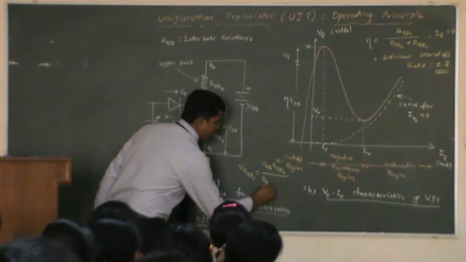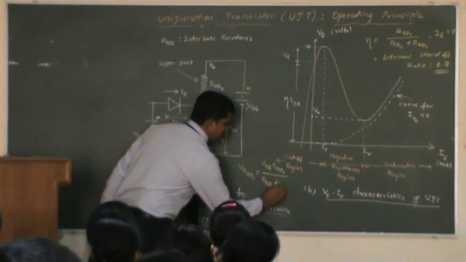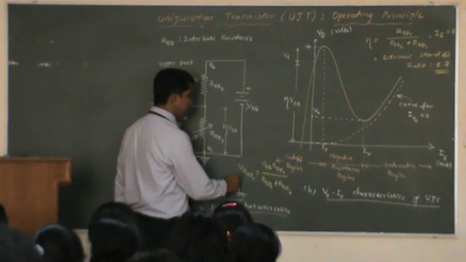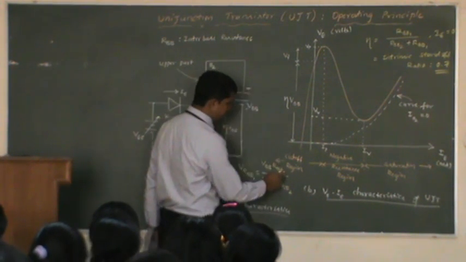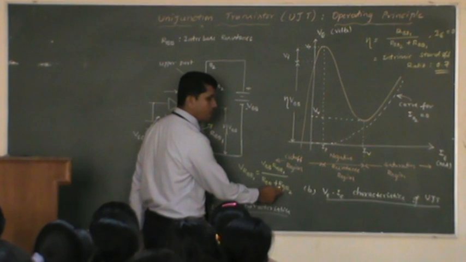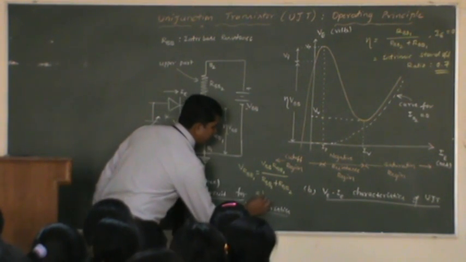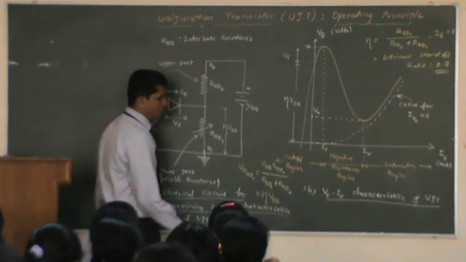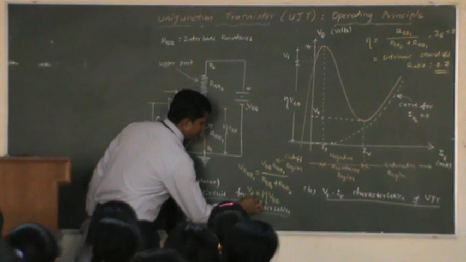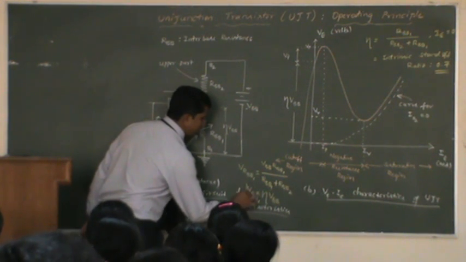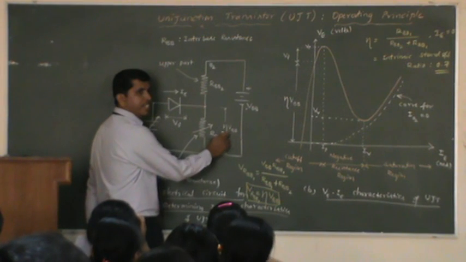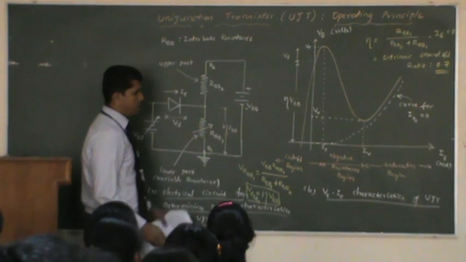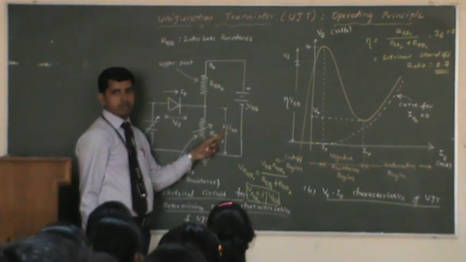which is RBB1 plus RBB2. Can we make use of eta in this case? The voltage across this is RBB1 divided by RBB1 plus RBB2. This can be called eta. So this becomes eta times VBB. Do you understand this? How do you obtain the voltage across RBB1 as eta times VBB? The same thing we have done here, eta times VBB. So the voltage across this is nothing but eta times VBB, obtained by applying voltage division.